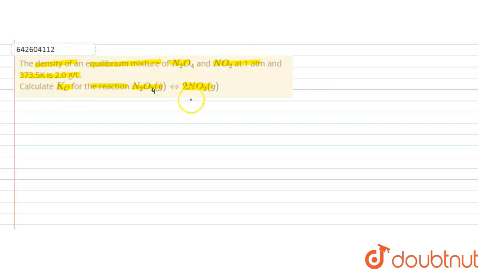So first of all, the reaction is N2O4 gaseous, which is in equilibrium with 2 NO2 gaseous. Now we are given the density of the equilibrium mixture as 2 gram per liter. Pressure is given as 1 atmosphere. Temperature is given as 373.5 Kelvin.